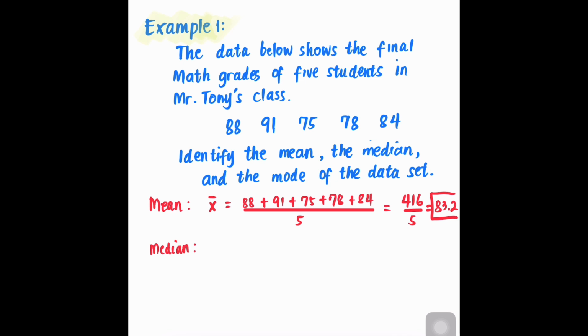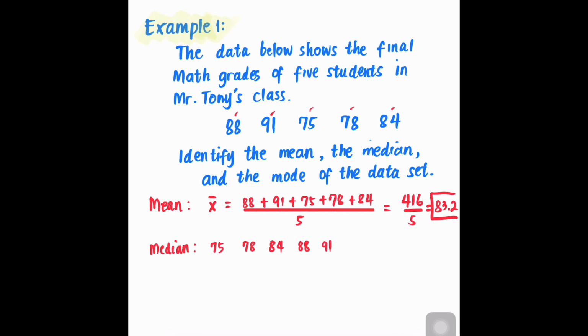So the lowest score is 75, followed by 78, next to 78 is 84, followed by 88, and the highest is 91.